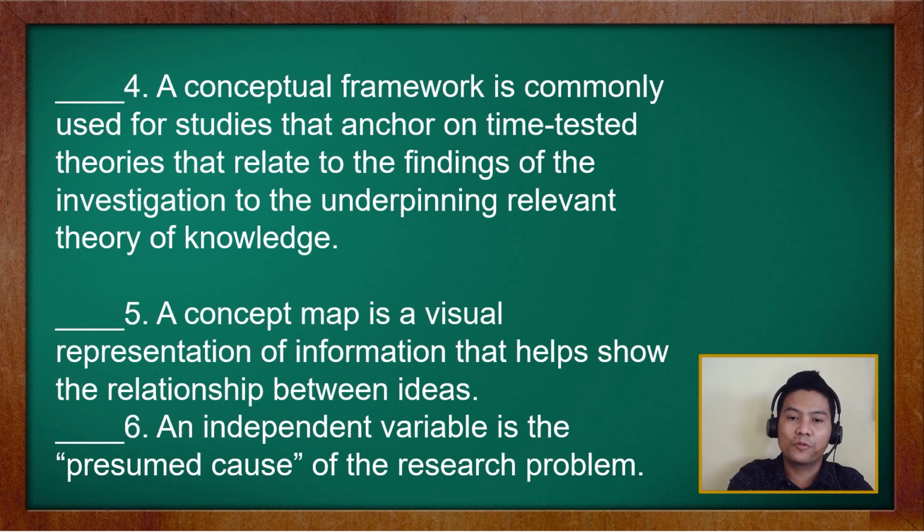Number 4, a conceptual framework is commonly used for studies that anchor on time-tested theories that relate to the findings of the investigation to the underpinning relevant theory of knowledge. Number 5, a concept map is a visual representation of information that helps show the relationship between ideas. Number 6, an independent variable is the presumed cause of the research problem.